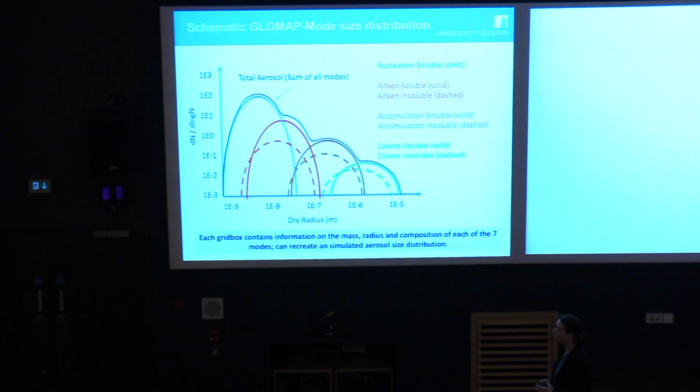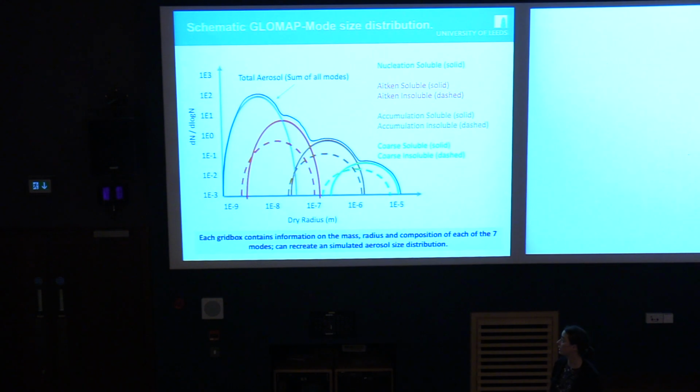So this is an example of the kind of output that you might get from any one grid box within the GLOMAP mode code. I've tried to represent the 2 distributions here. These solid lines represent the soluble distribution. So you've got nucleation, Aitken, accumulation, and coarse soluble. And these modes are named according to convention.